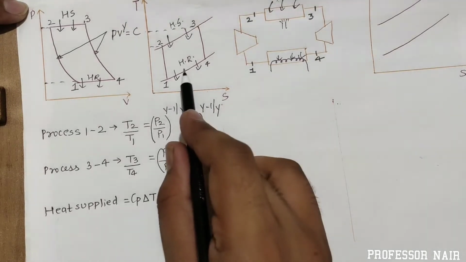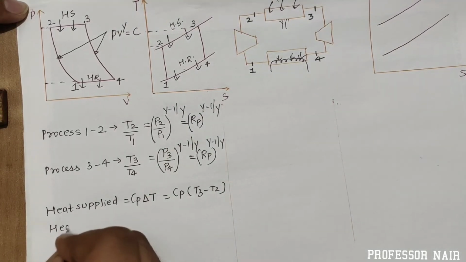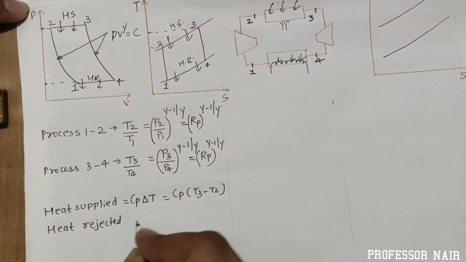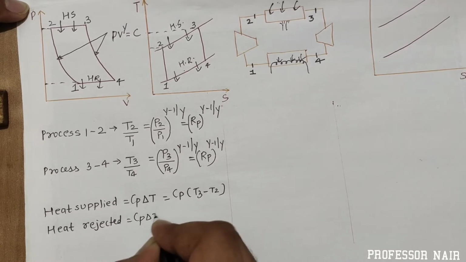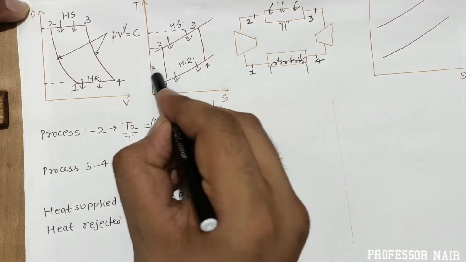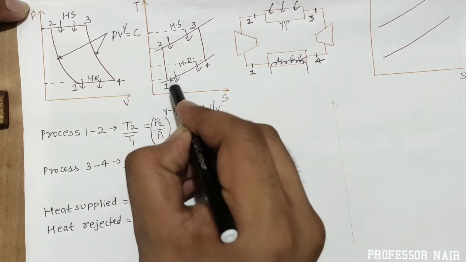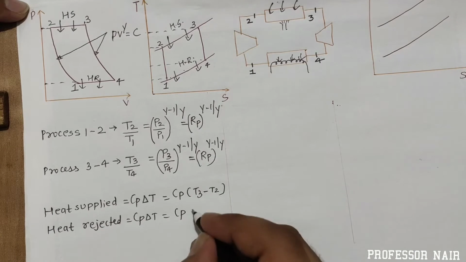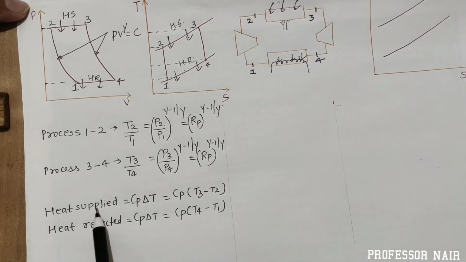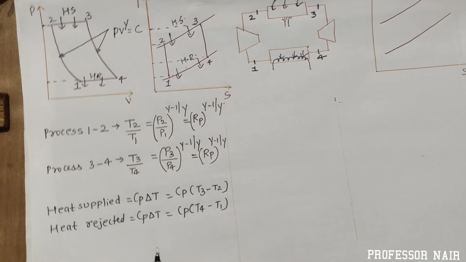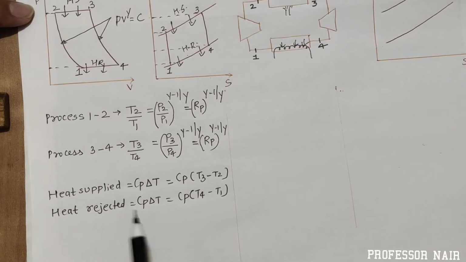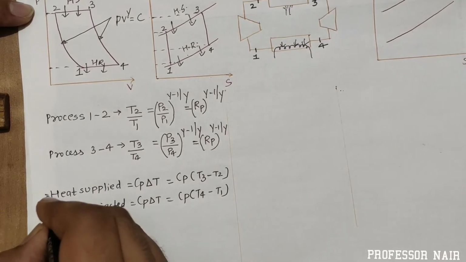Similarly, you can form the equation for heat rejected. Again it is the same, Cp delta T. So heat rejected here is Cp into T4 minus T1. So this is your heat supplied and heat rejected formula, dear students. In this manner you can form the equations of heat supplied and heat rejected.